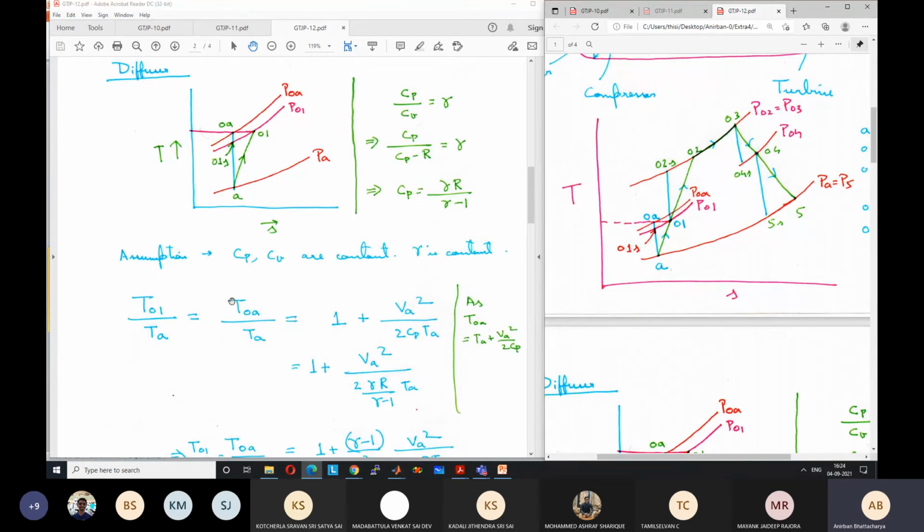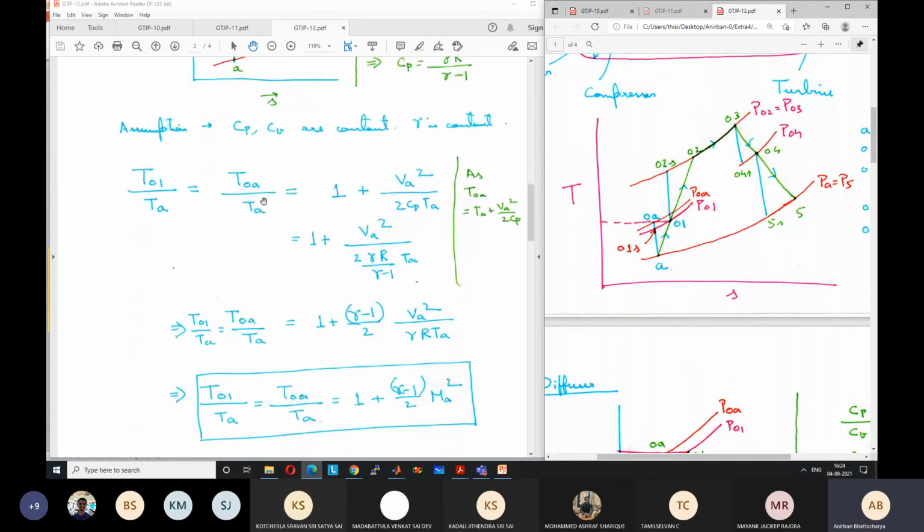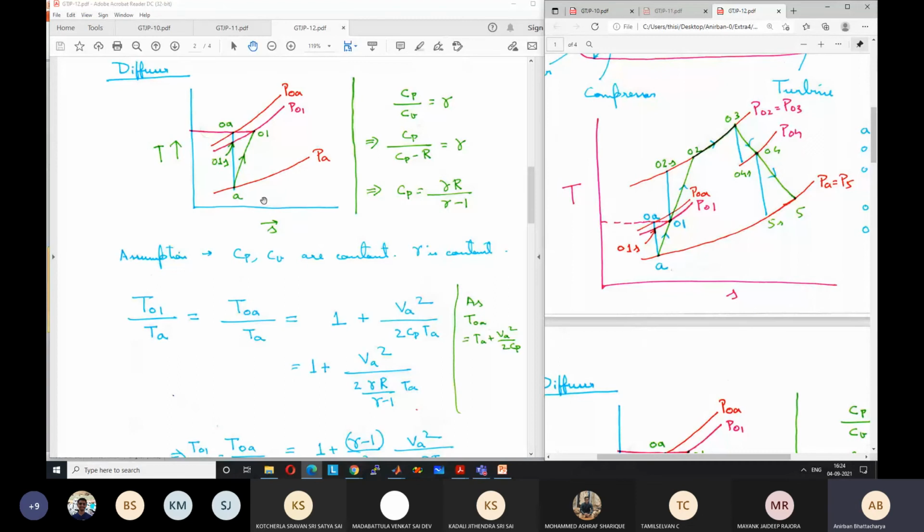Okay, so now let us see the role of the diffuser. We want to find out how much is the increase of temperature and pressure in the diffuser, based on the inlet Mach number. If we know the inlet Mach number, say it is 0.8 or 1 or 2, what will be the increase in temperature? What will be the outlet condition? That is what we want to find. What will be T01 and P01? That is what we are interested in.